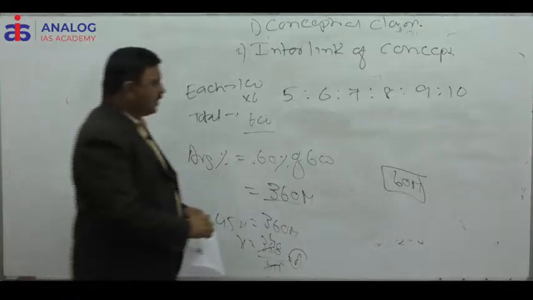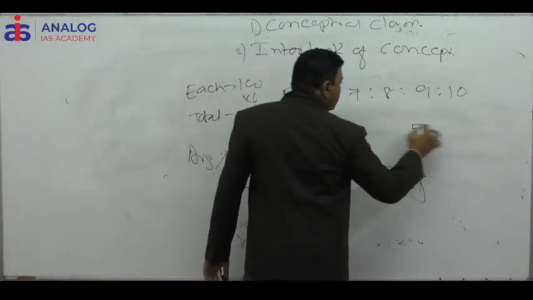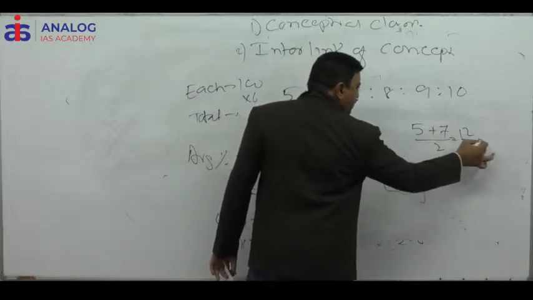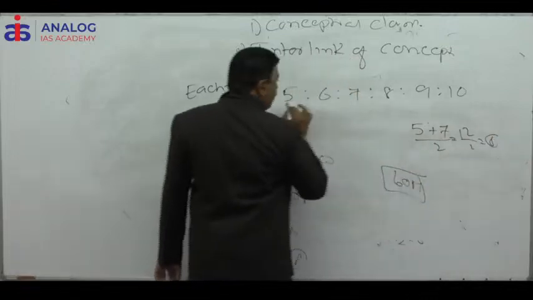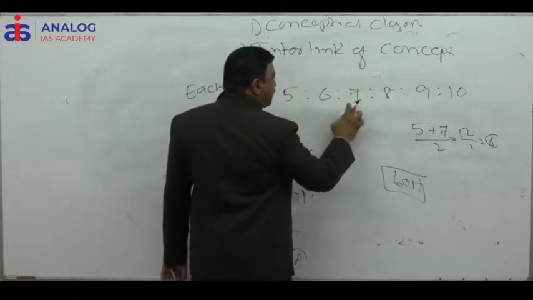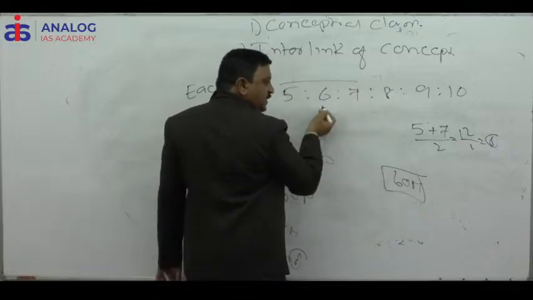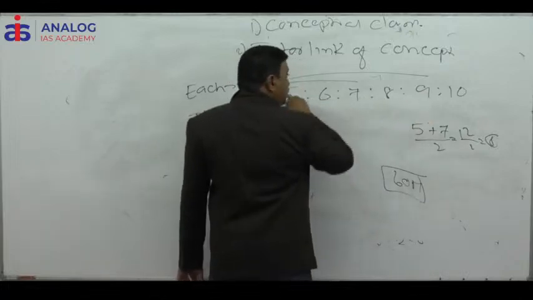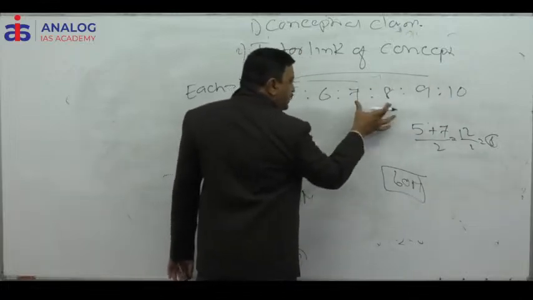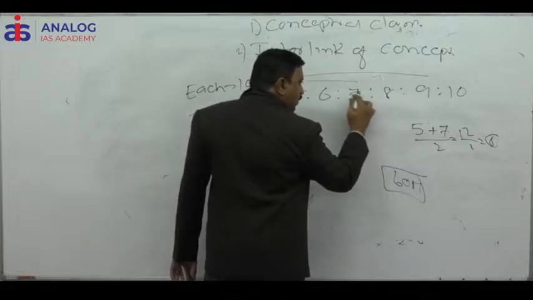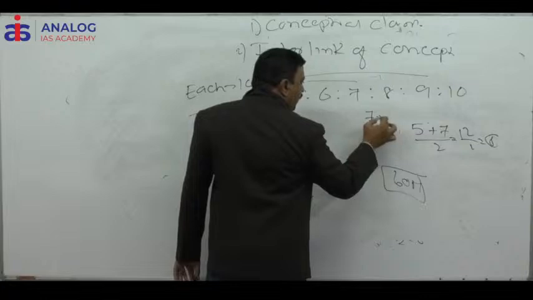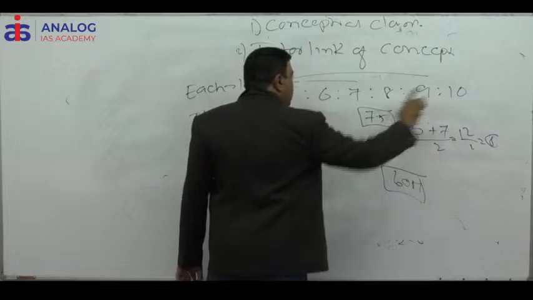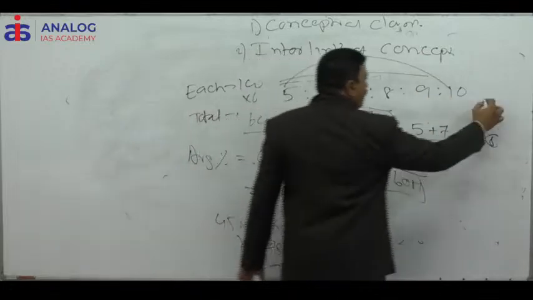If you know the average, what is the average of 5 and 7? 5 plus 7 by 2, 12 by 2, that is 6, the middle one. The average of 5, 6, 7 is nothing but 6. If it is 5, 6, 7, 8, 9, the average is 7. Since these 6 terms are there, the average is the average of the middle 2, that is 7 plus 8 by 2, that is 7.5. Or else you can say, since the common difference is 1, the first and last divided by 2 gives the same average.